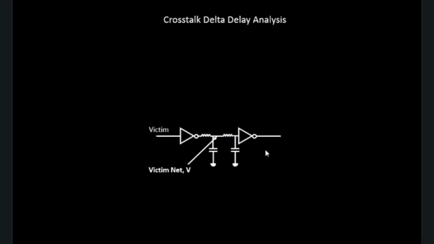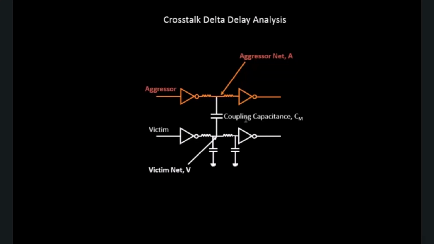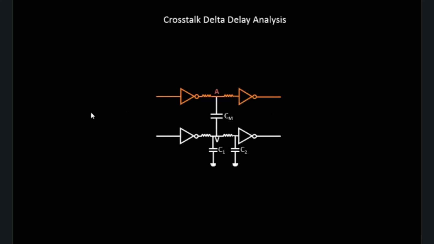So we have the same scenario. We have the victim driver, the victim load, and the victim net, and these are the grounded capacitances that we have. Again, we have the aggressor driver, the aggressor load, and the aggressor net, and there is again a mutual capacitance present between the aggressor net and the victim net, shown by CM. So everything remains the same, the circuit remains the same, so let's remove all the nomenclature.